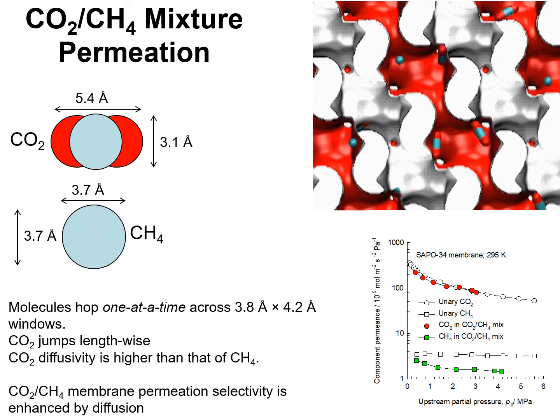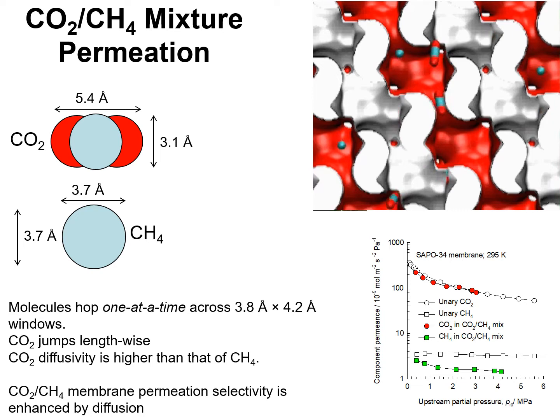And the diffusivity of CO2 in Chabasite is significantly higher than the diffusivity of methane because CO2 can jump lengthwise from one cage to the adjacent cage as observed here.